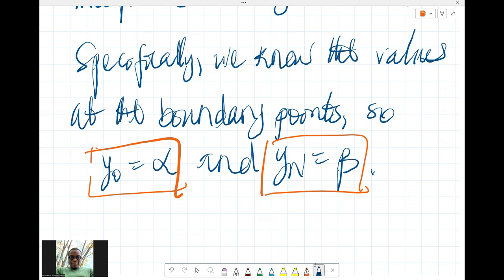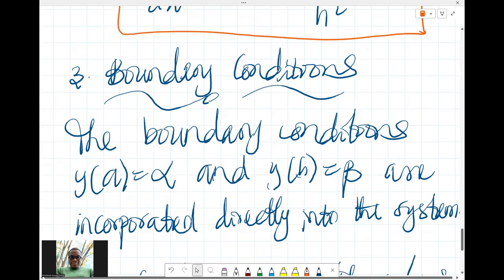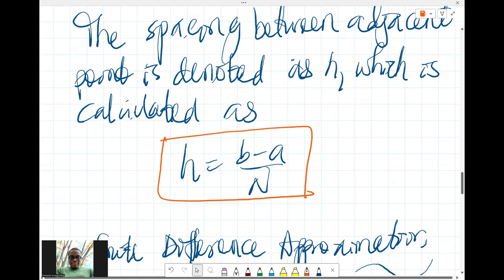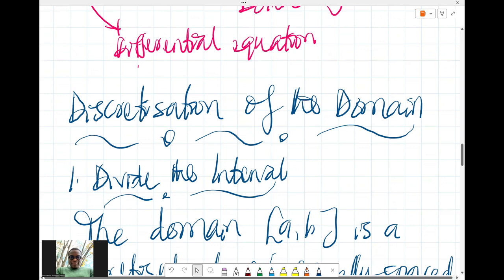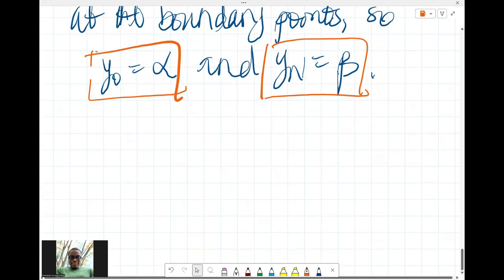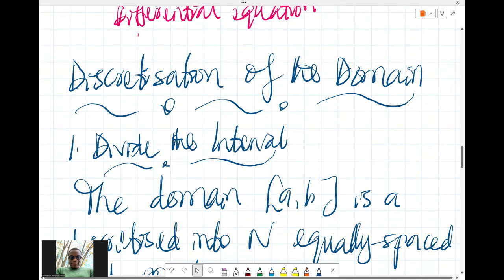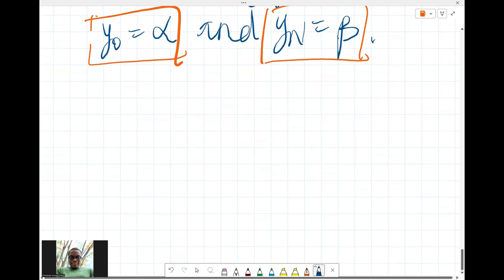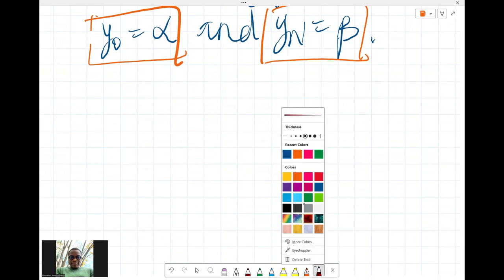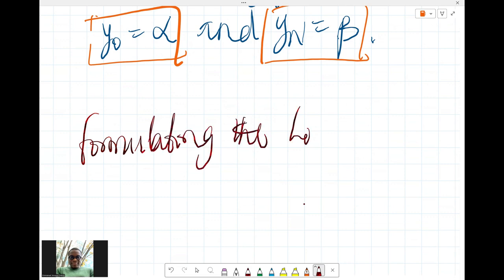Okay. So with that settled, once you take care of the discretization process, we can go to the second main step, apart from dividing the interval, right? Apart from discretization of the domain, the next thing is to formulate the linear system.